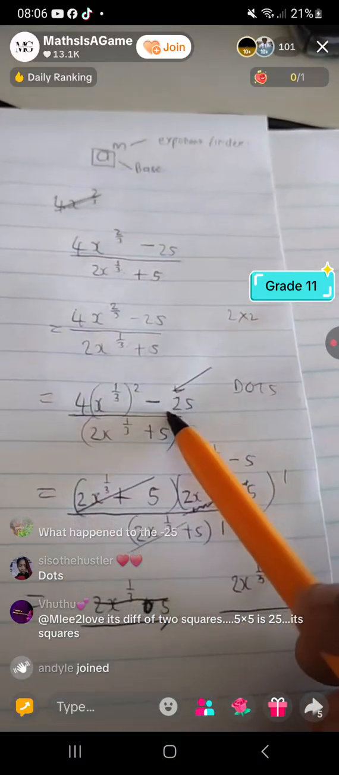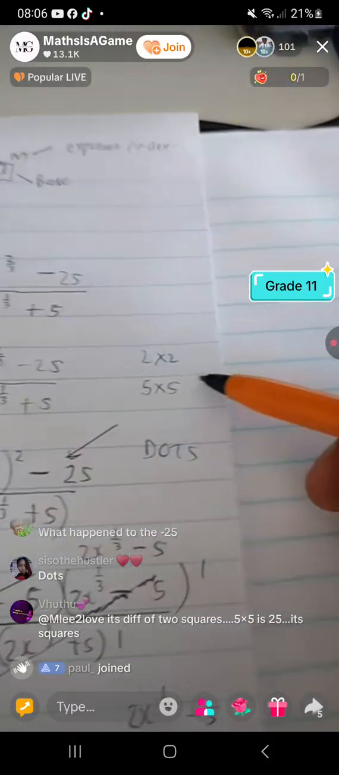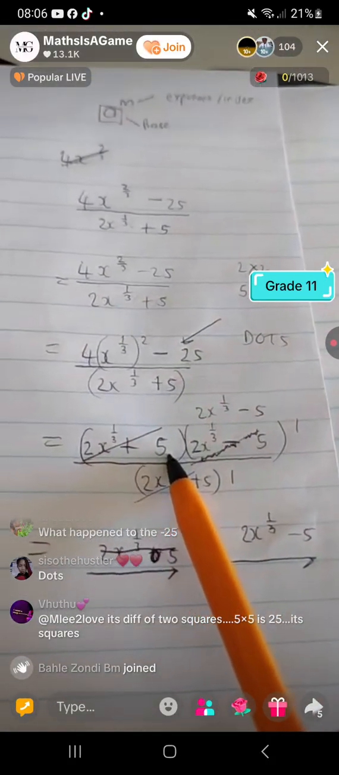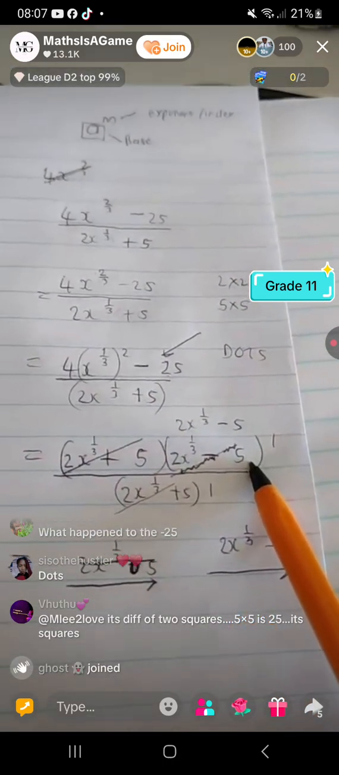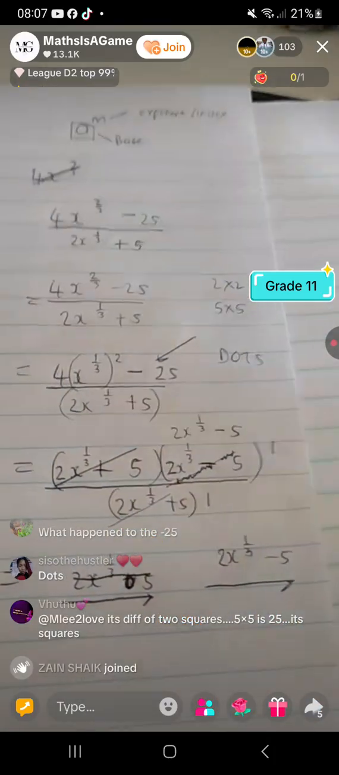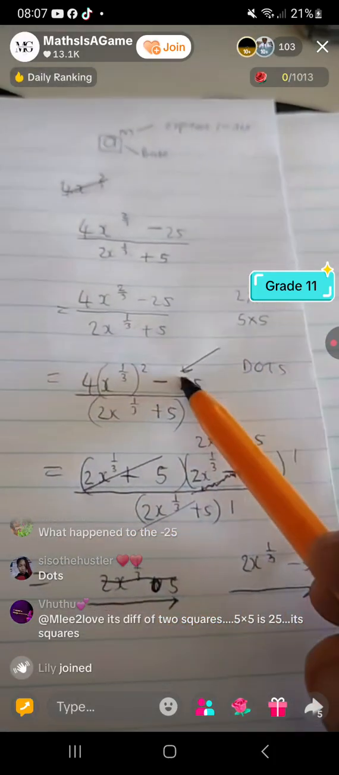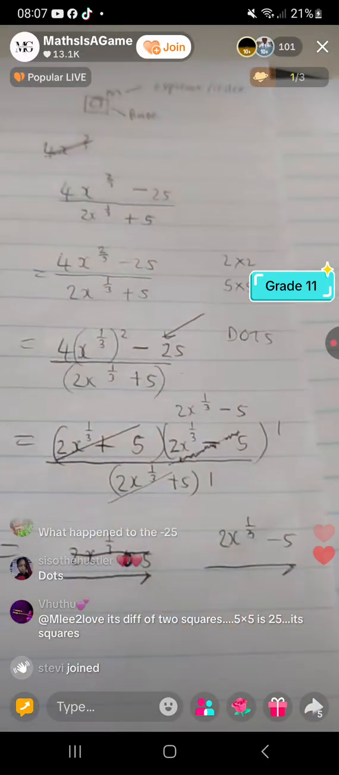What happened to the 25? 25 is also a perfect square. It's formed by multiplying 5 by itself. So therefore I can put here as my last term 5 and 5 when I'm factorizing. Then of course, guys, to form a minus sign you need a plus and a minus sign. So that's why you put different signs in the bracket. Difference in your constant term means different signs in your bracket.